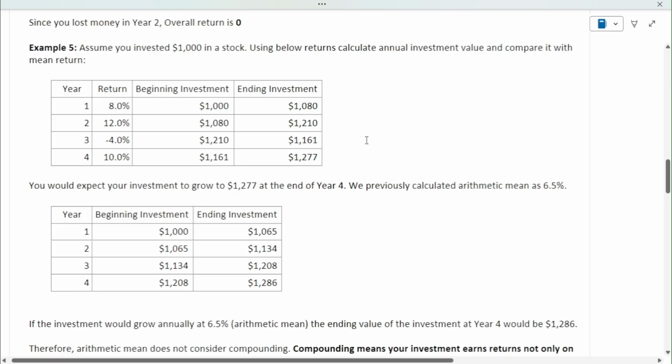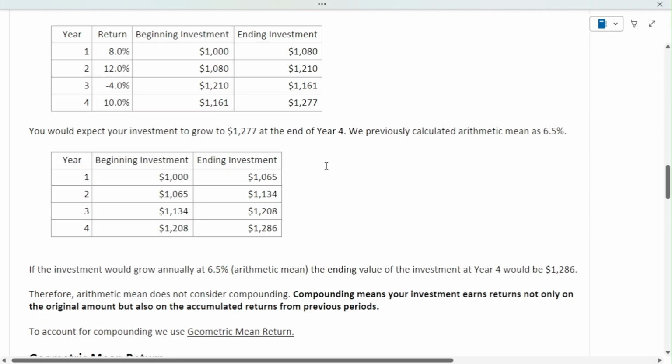Let's see it in action with another example. Assume you invested $1,000 in a stock. Using the below returns, calculate the annual investment value and compare it with the mean return. Okay, we start with $1,000, and here are the actual returns from the previous example. And each year, using these returns, the ending investment is $1,080, $1,210, and at the end of year 4, it is $1,277.